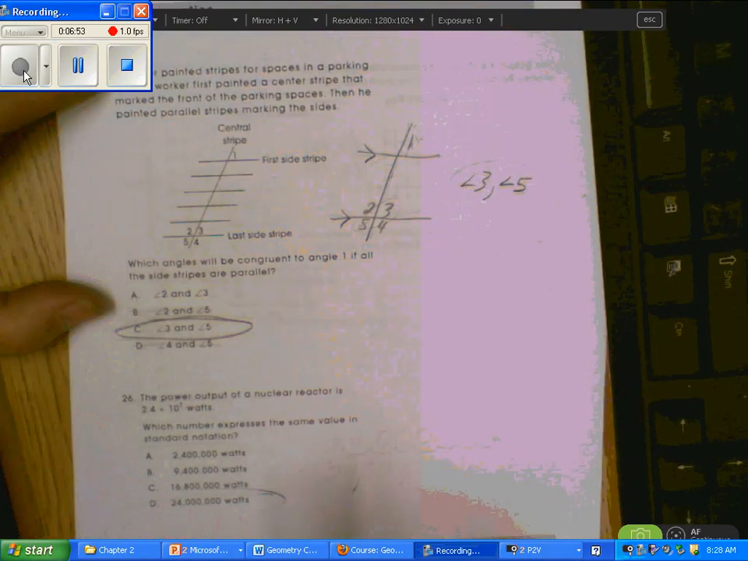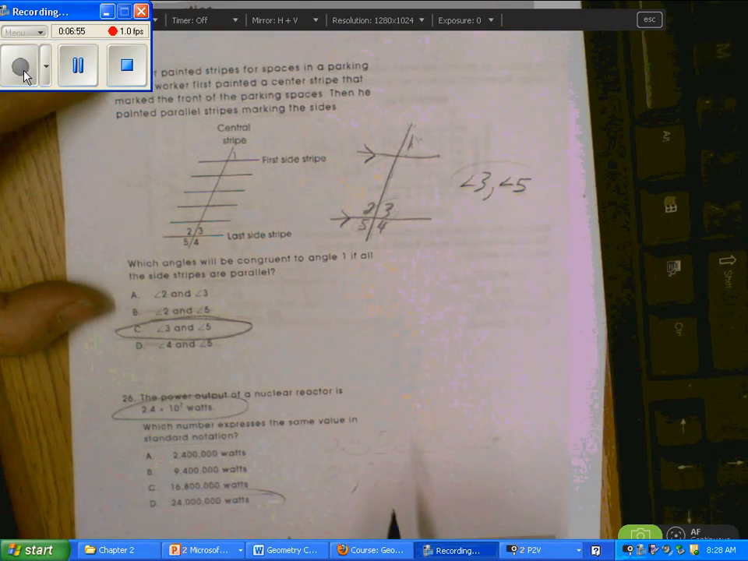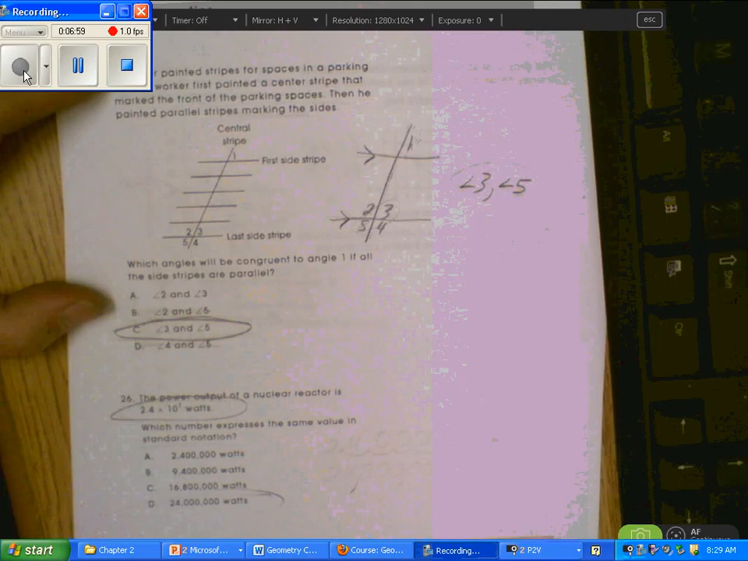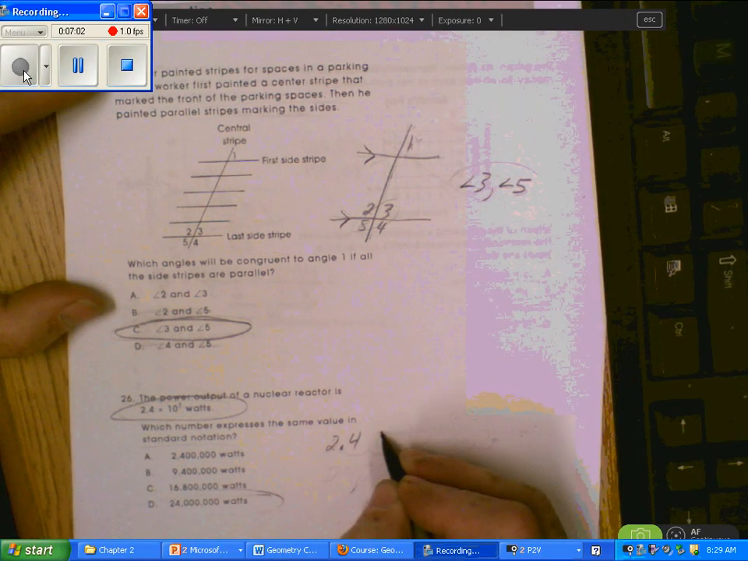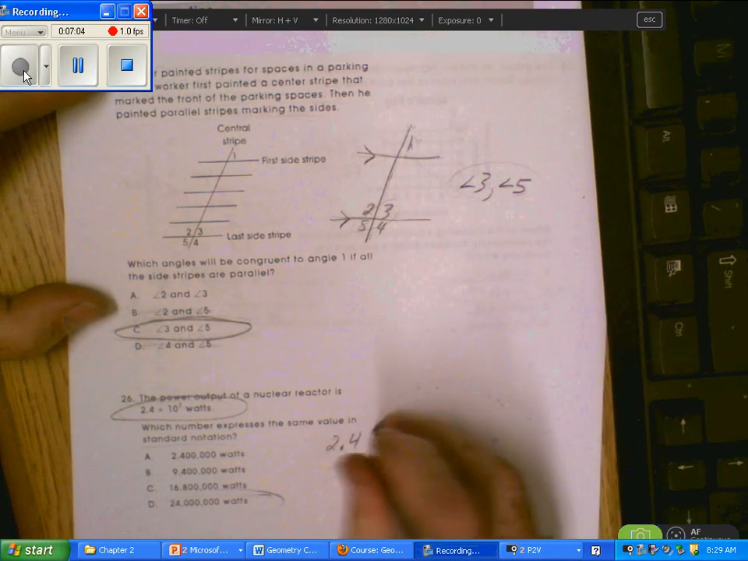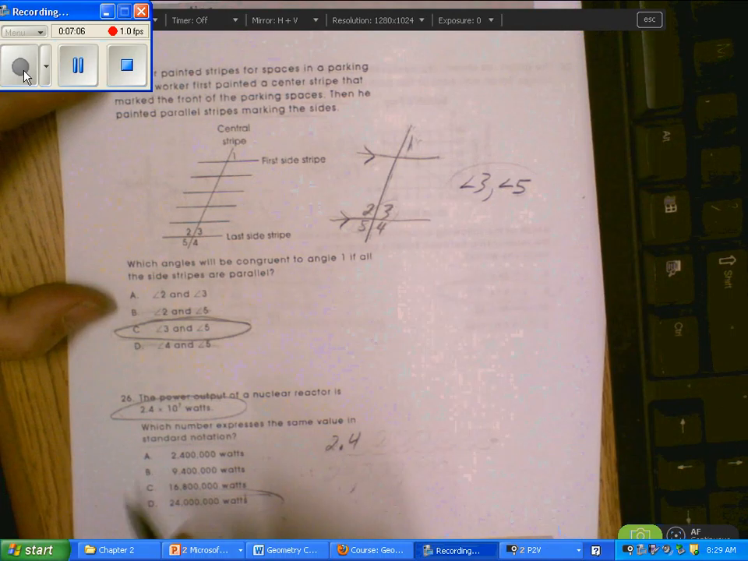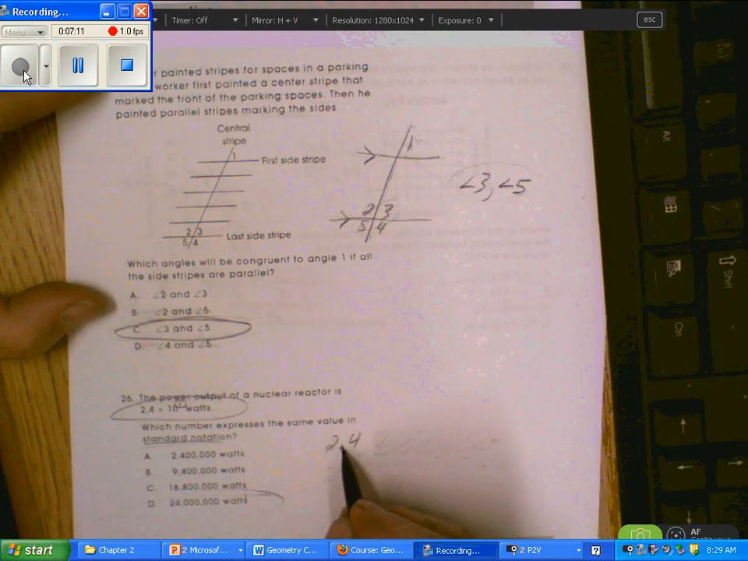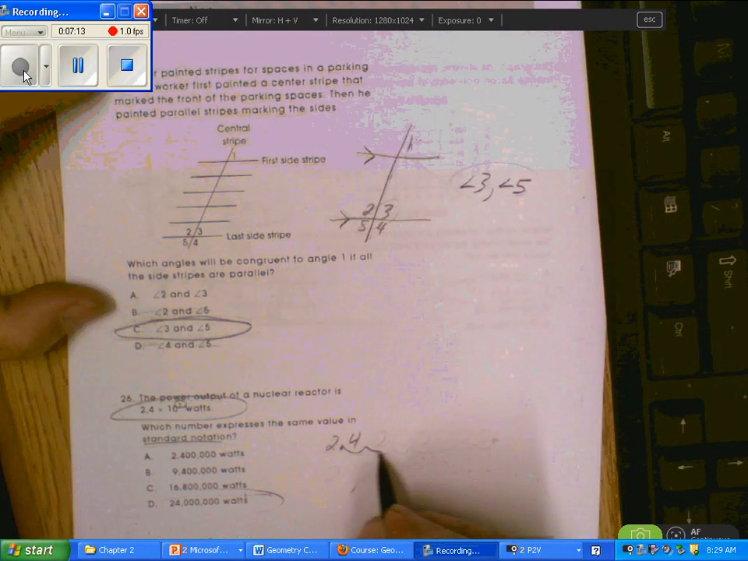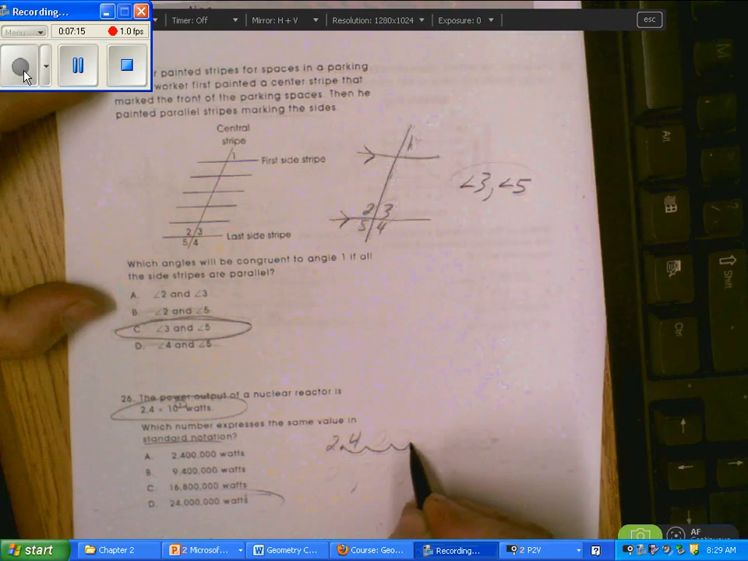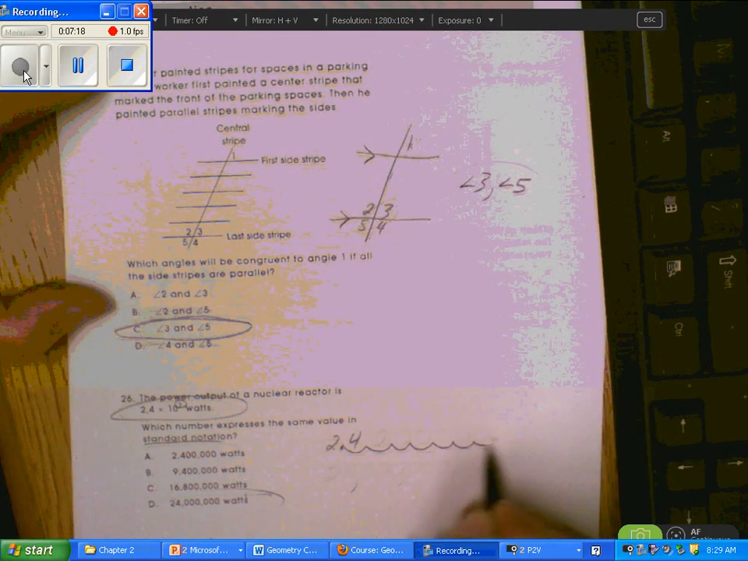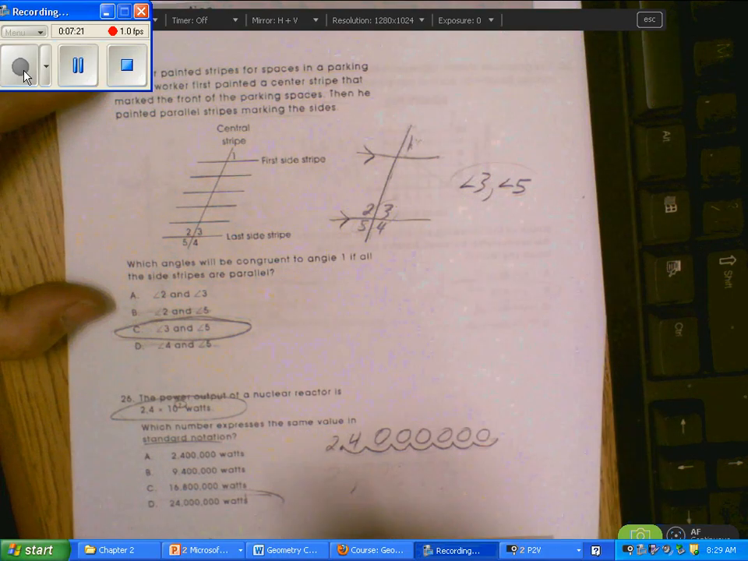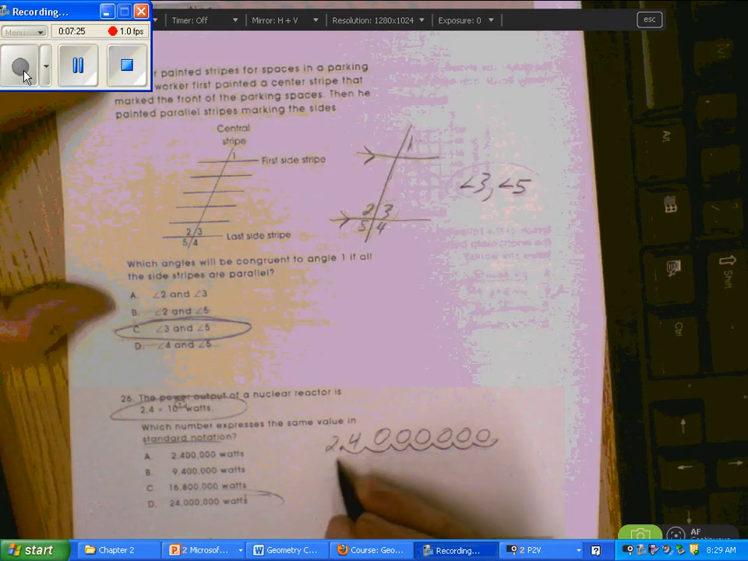The power output of a nuclear reactor is 2.47 times 10 to the 7th watts. That's in scientific notation. We want to change that into standard notation. So we take the 2.47, we got 7. It's a positive 7, so that tells us to move the decimal 7 places to the right. That's 4, 5, 6, 7. In those empty spaces, you put in zeros. Remember, when you have a positive exponent, your number should be getting bigger.